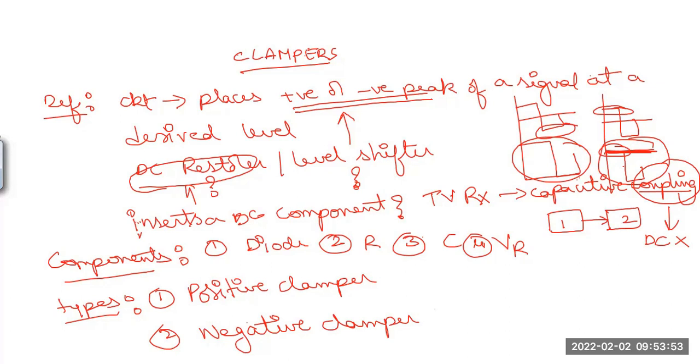Okay, so this is an introduction to the clamping circuits. Now let us talk about the two types of clampers in detail with the help of the waveforms. First, let us take the positive clamper. How do you define a positive clamper? A positive clamper is an electronic circuit which shifts the positive peak of the input signal to a reference level or to a desired level.